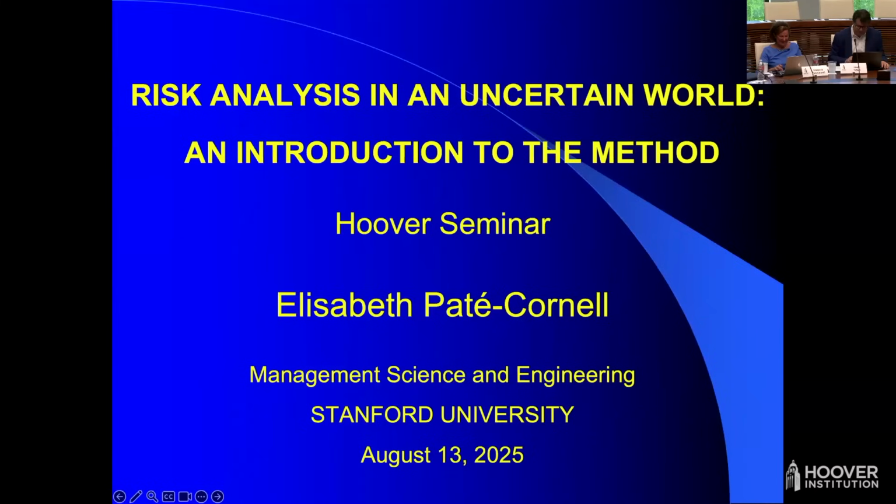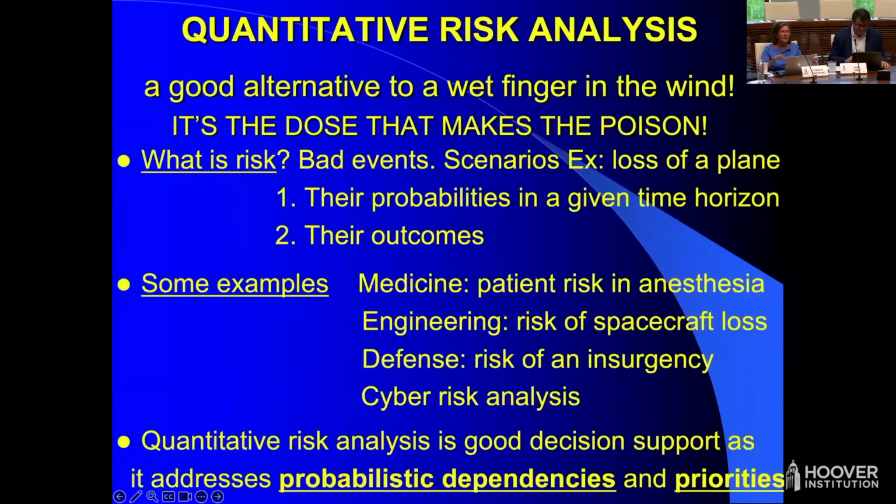Thank you, Glenn. Well, I've worked in many different fields, and by the way, this risk analysis for nuclear war project is over, and I'm no longer chairing it. But I'm delighted to be here and to tell you what I've been doing at Stanford for many decades. So, risk analysis in an uncertain world. I'm going to show you the method and a few numbers, but not too many. It's a good alternative to the wet finger in a way. And it's the dose that makes the poison. That means it's the intensity of the risk that makes the risk.